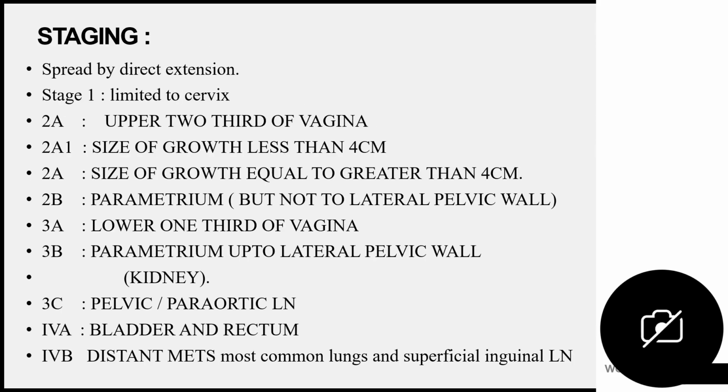Now moving towards the staging. As spread of the cervical cancer occurs by direct extension, stage 1 is limited to the cervix and stage 2, that is 2A, is limited to the upper two-thirds of the vagina. 2A1 is size of the growth less than 4 centimeters. 2A2 is size of the cervical growth equal to or greater than 4 centimeters. And 2B is parametrium but not to the lateral pelvic wall.